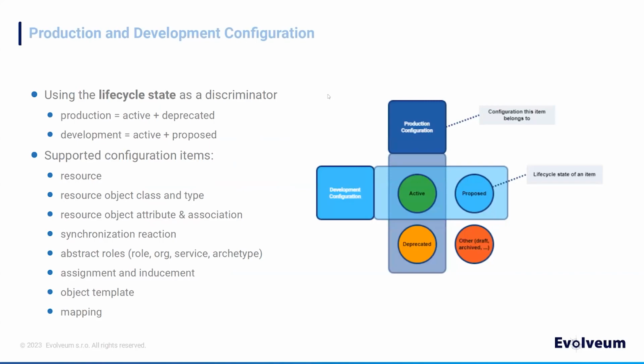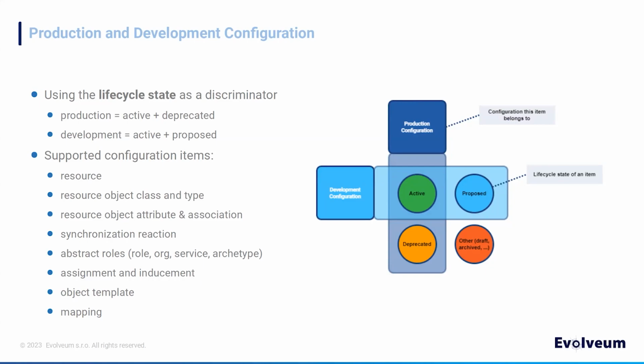We considered various options on how to distinguish between the production and development configurations. Finally, we decided to use the lifecycle state property for this purpose. This property is present on all midPoint objects and even smaller pieces of data like assignments. For business data, let's take users, it has quite a natural meaning.